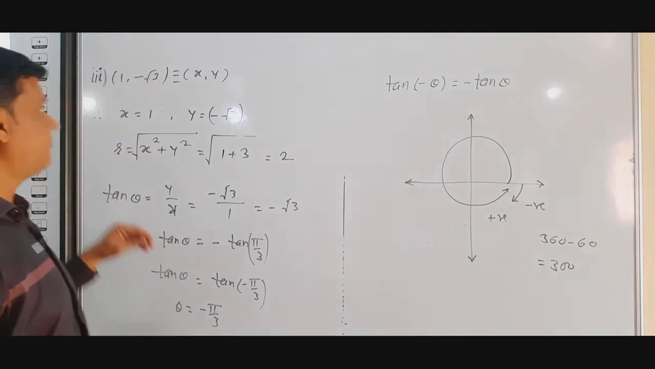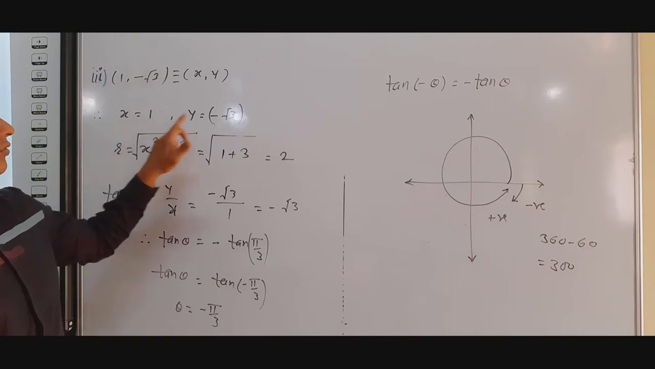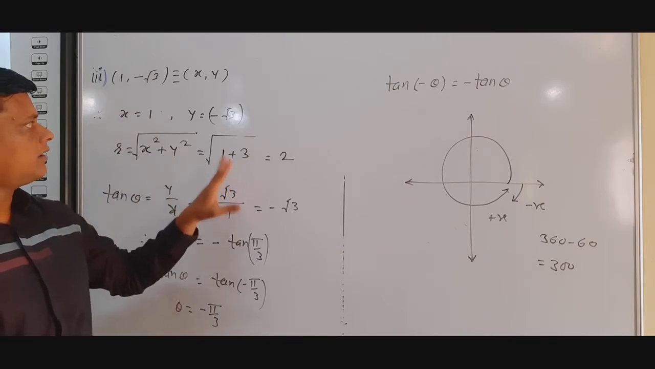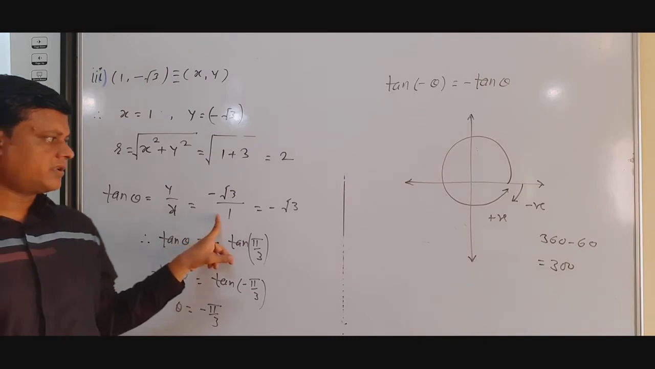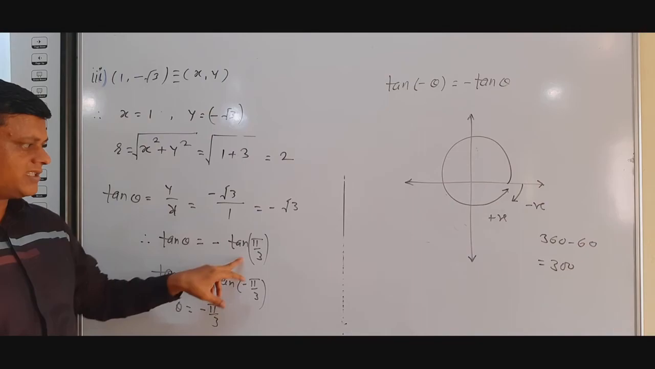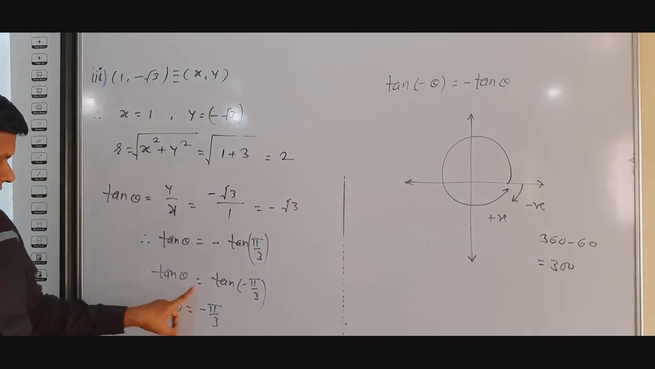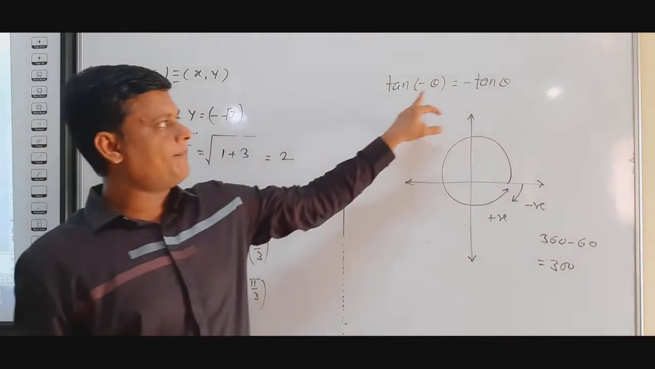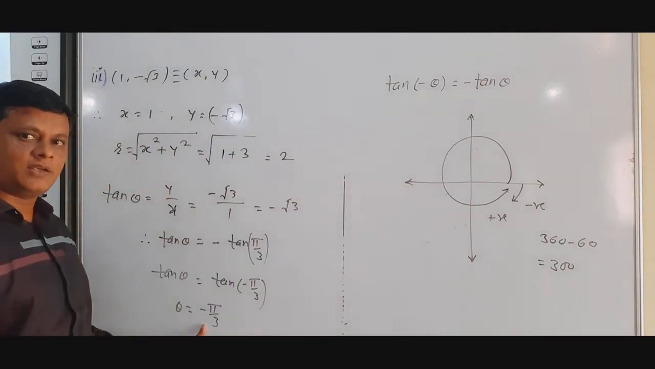Now see the next example, (1, minus √3). So we write here x equals to 1, y equals to minus √3. Therefore the value of r, from calculating this, we get 2. Tan theta equals y by x gives the value minus √3. So tan theta equals to minus tan pi by 3, because √3 is tan pi by 3. So we write here tan theta equals to tan of minus pi by 3, because we know the formula tan of minus theta equals to minus tan theta. So theta equals to minus pi by 3.